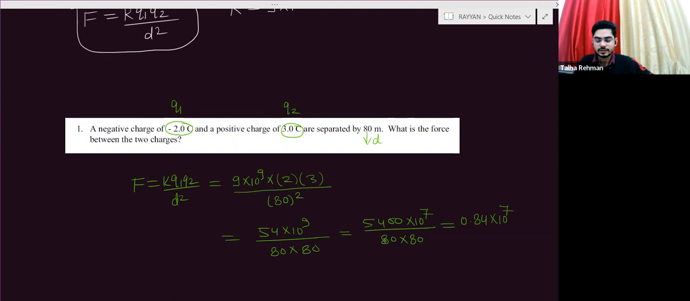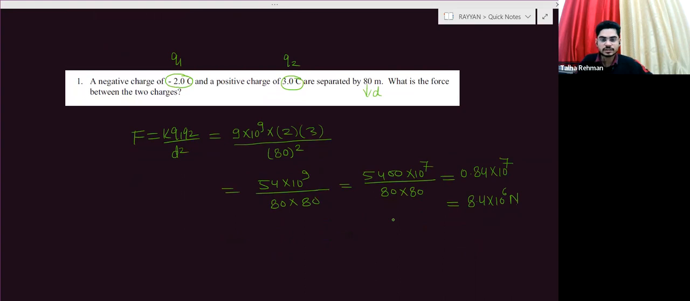Okay, this you will get. And if you want to write it in proper form, it will become 8.4 into 10 to the power 6 Newton. So finally this will be your answer: force of 8.4 into 10 to the power 6 Newton. Basically this is the magnitude of the force.